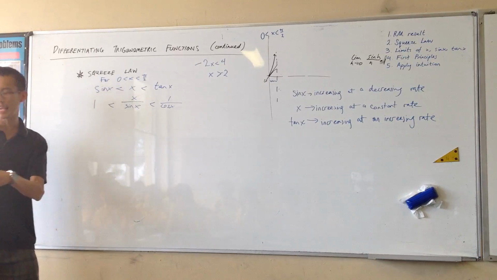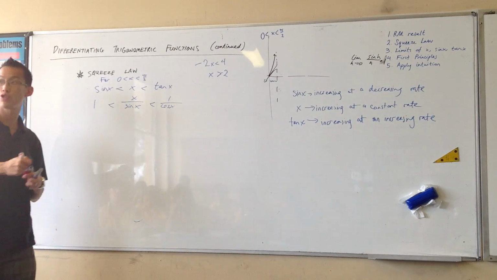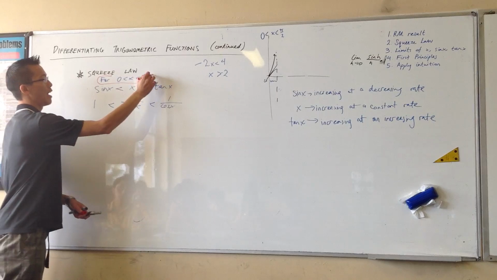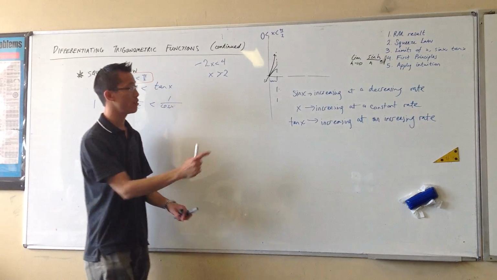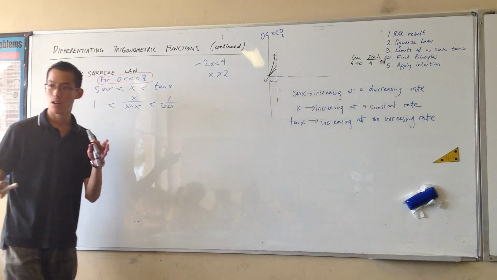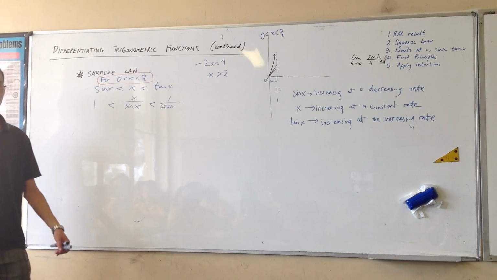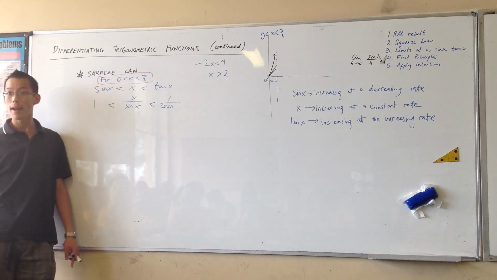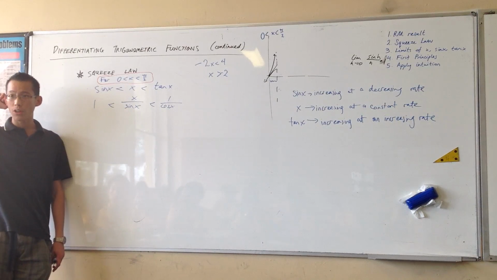Good. I've very carefully restricted the domain here. And within this domain, you can see it on your graph, all of these are positive. So we're just dealing with positive numbers, and none of these inequalities go in weird directions.